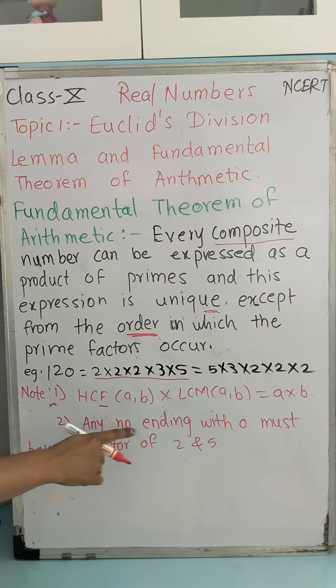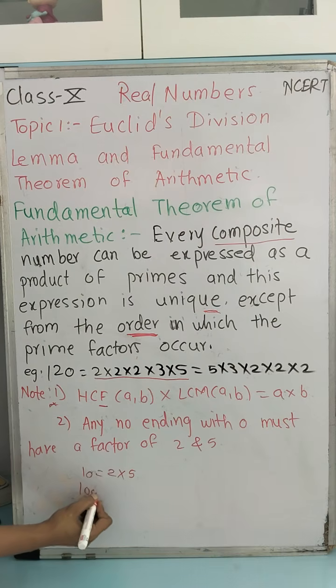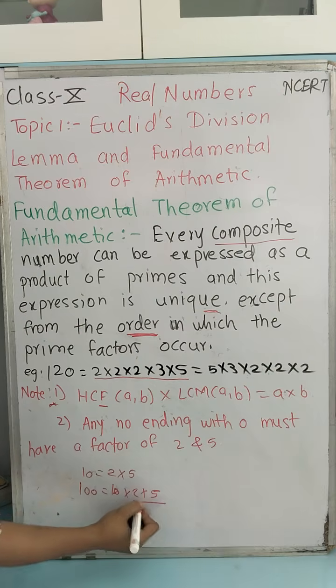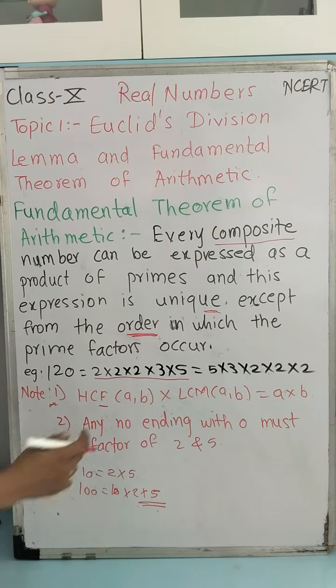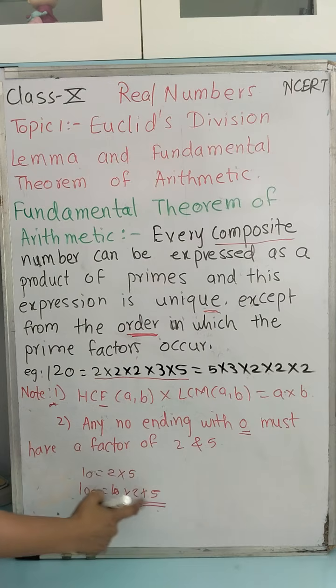Second is, any number ending with a 0 must have the factors 2 and 5. As we know that 10 can be factorized as what? 2 fives are 10. Yes. So if it is 20 or suppose 100, it can be written as 10 into 2 into 5. So any number ending with 0 must have the factors 2 and 5. Other factors can be different, but there will be the factors 2 and 5 compulsorily.